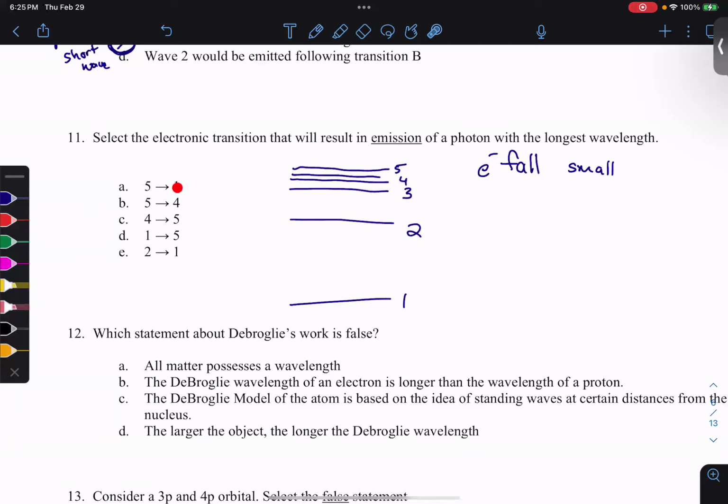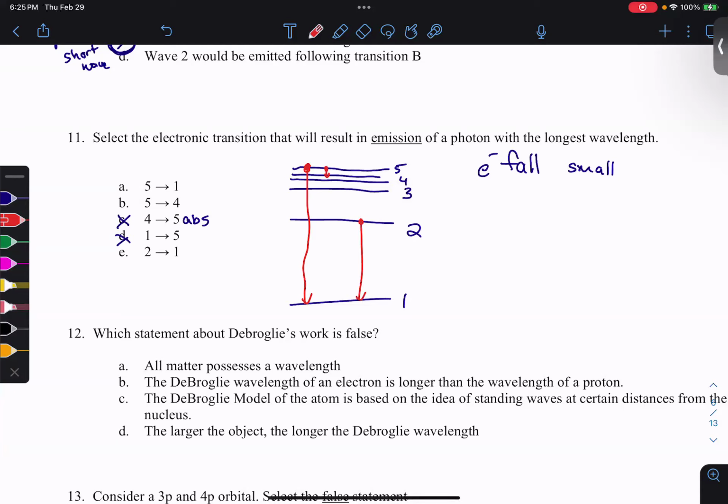So 5 to 1, is that a fall? Yeah, so that one's emission. 5 to 4, that's also emission, but 4 to 5, that's absorption. So we can eliminate that one right off the bat. 1 to 5, also absorption, because that's a jump. And then 2 to 1, that one's emission. So we're looking for the smallest fall. So 5 to 1, 5 to 4, and then 2 to 1.